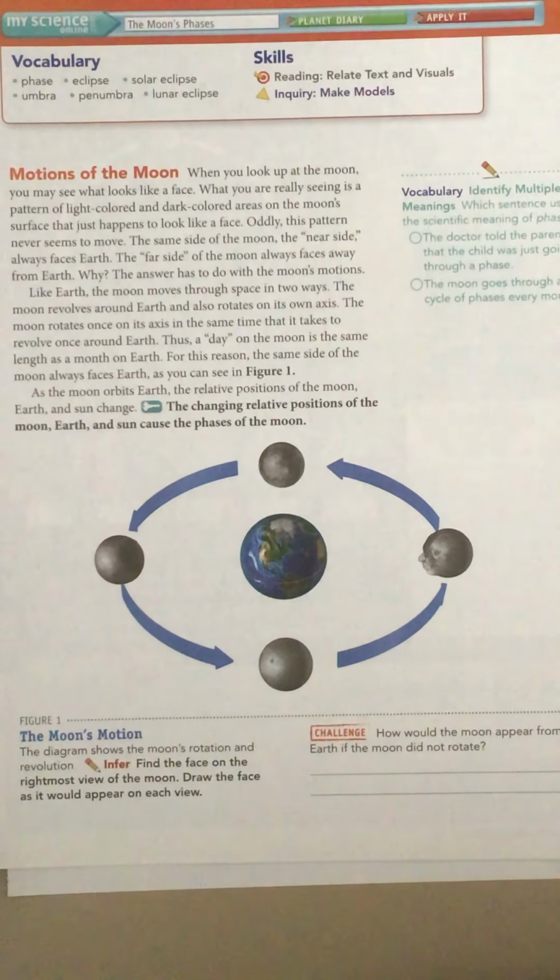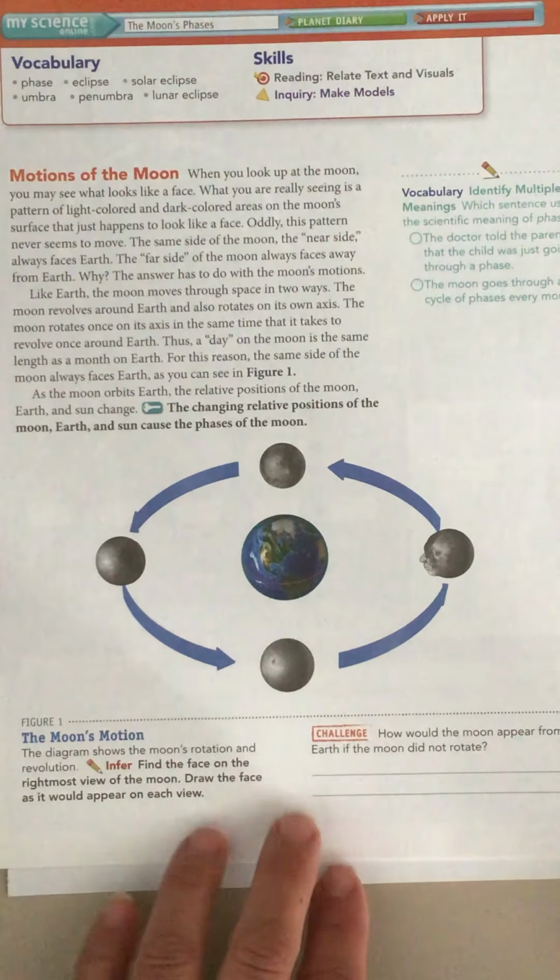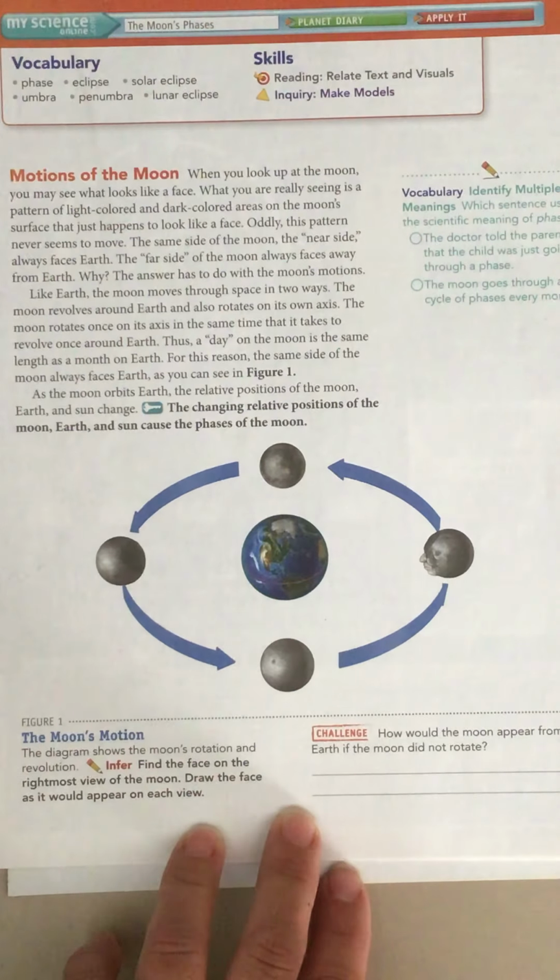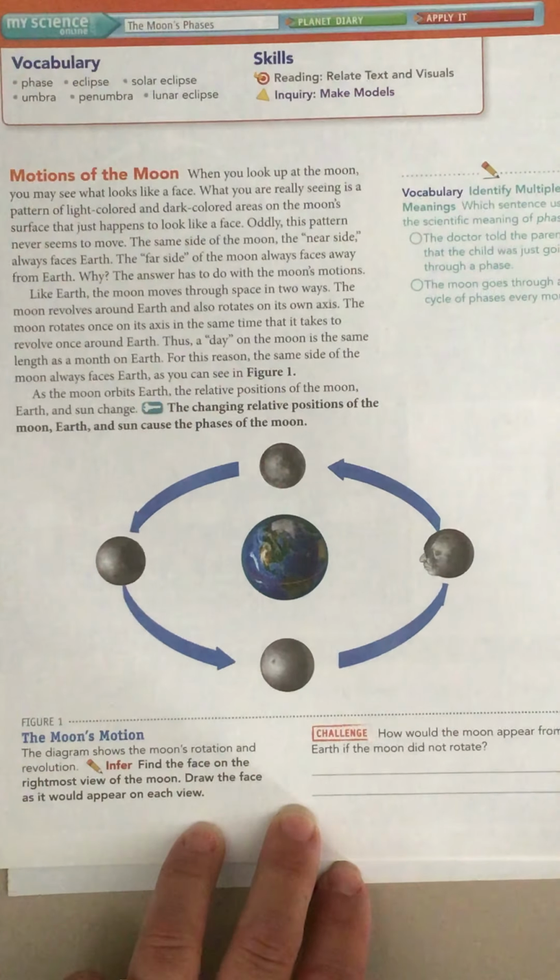Kind of creepy face. But as the moon orbits Earth, the relative positions of the moon, Earth, and sun change. The changing relative positions of the moon, Earth, and sun cause the phases of the moon. Moon's motion: the diagram shows the moon's rotation and revolution. They are different. We'll define those shortly.